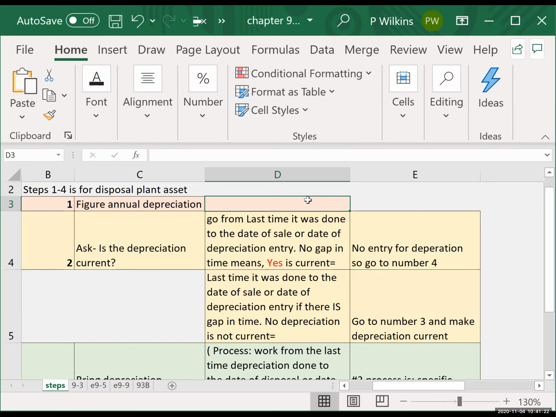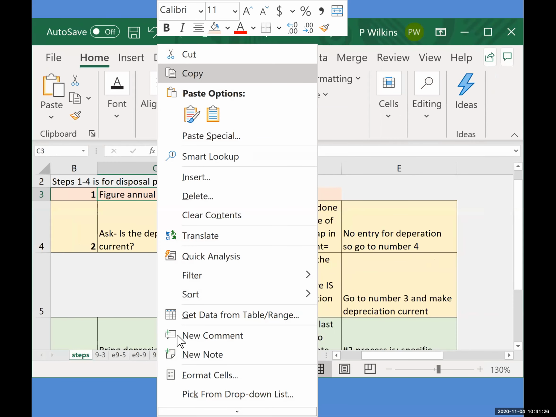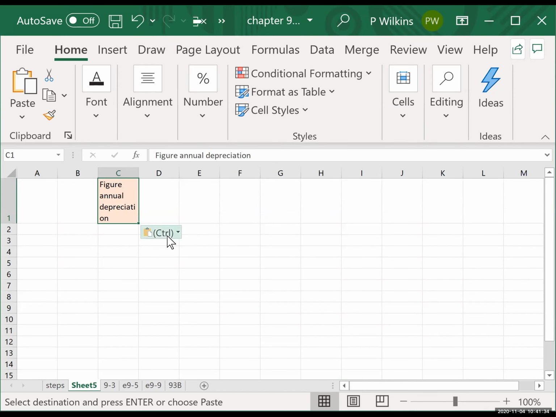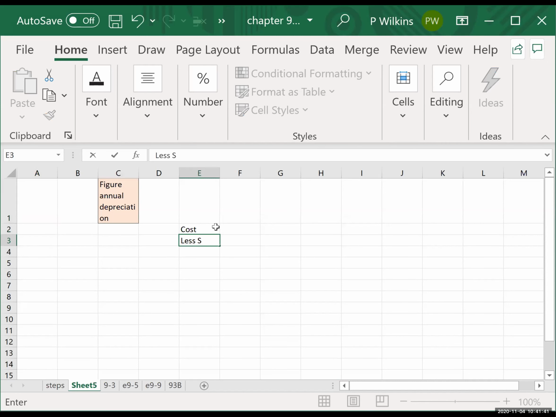Figure annual depreciation. That's a separate step. I think I'm going to do a separate slide on this for figure annual depreciation. So to figure annual depreciation, what you do is you start with your cost less the salvage value. Salvage value. And then you divide it by the useful life.